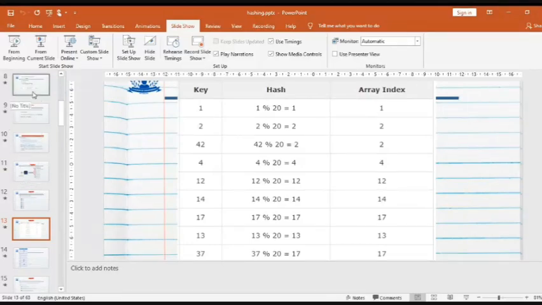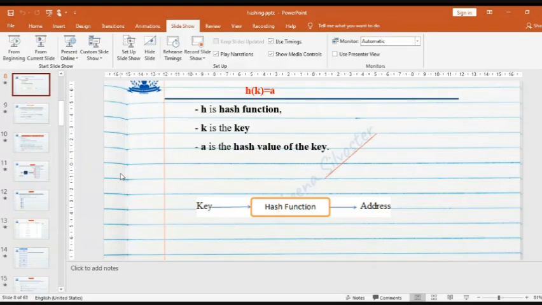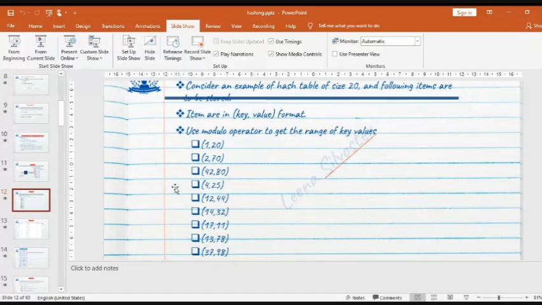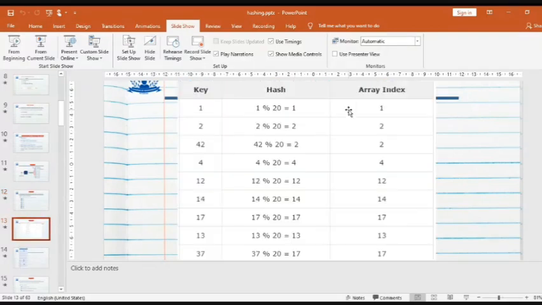Okay. So we need a hash function, h. We are selecting the hash function as a modulo operator, and the value is 20. So what is the hash value? First key is 1. We are taking the modulo operator as the hash function, and the function value is 20. So 1 modulo 20, we will get 1. Like that you have to complete all of them.